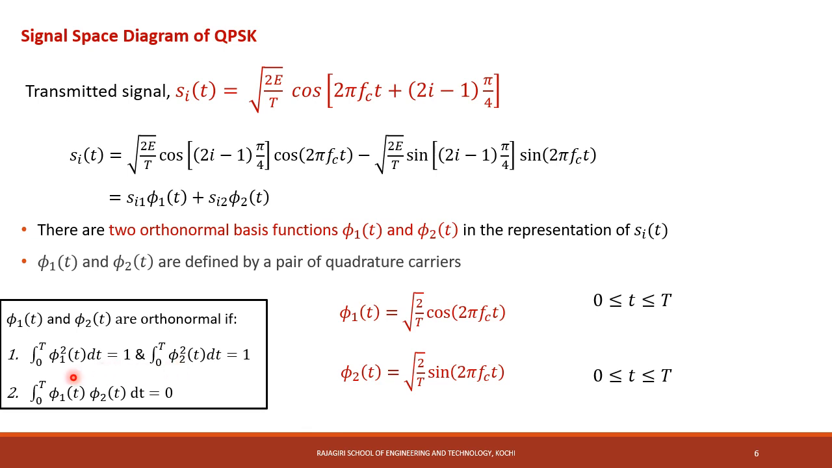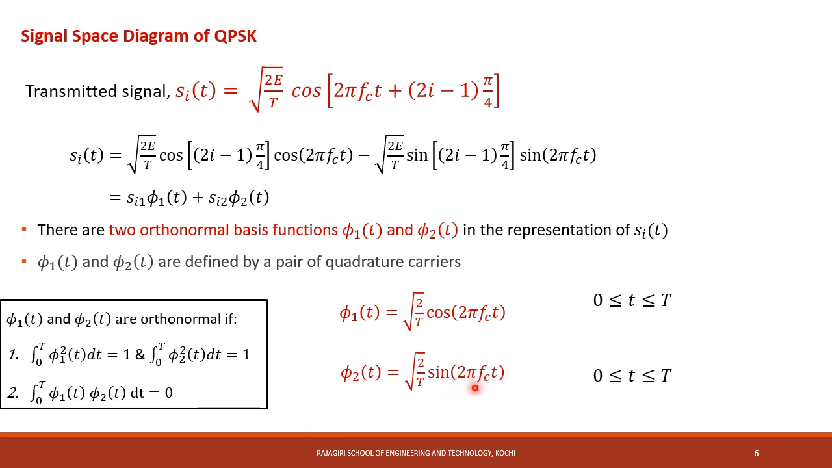That is, the integral from 0 to T of phi1 squared of t and phi2 squared of t must be equal to 1. The second condition is that the basis functions must be orthogonal with respect to each other. That is, the integral from 0 to T of phi1 of t times phi2 of t dt must be equal to 0. So we can define the basis functions which satisfy these two conditions for the signal Si of t as phi1 of t equal to root of 2 by T cos 2 pi fc t, and phi2 of t is defined as root 2 by T sin 2 pi fc t.